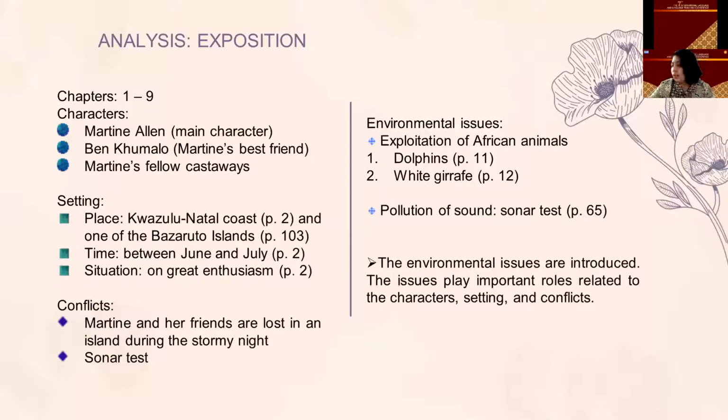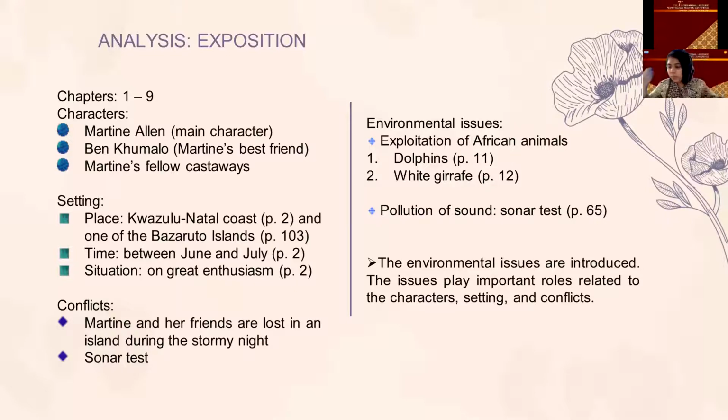The first stage is exposition. As we know, in exposition we usually observe some characters, setting, and conflicts. The author introduces some characters which support the flow of the story, which are Martin Allen, Ben Kumalo, and her fellow castaways. And then the setting takes place in KwaZulu-Natal Coast and also in one of the Bazaruto Islands.